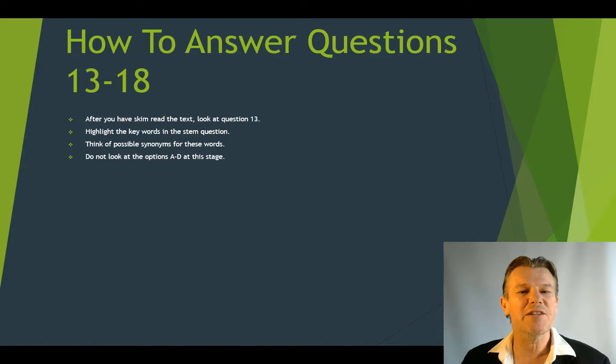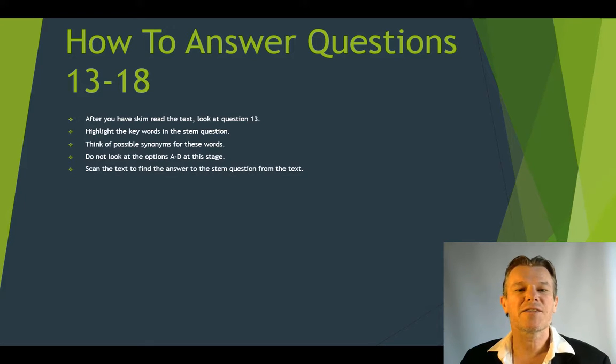If you do look at these options, they can confuse you because there's words in A to D set there to distract you. If you have these words in your head while you're reading through the text, this can mislead you into giving the wrong answer. So please do not look at options A to D. Ignore these at this time. Just look at the STEM question and highlight the key words and find synonyms for them.